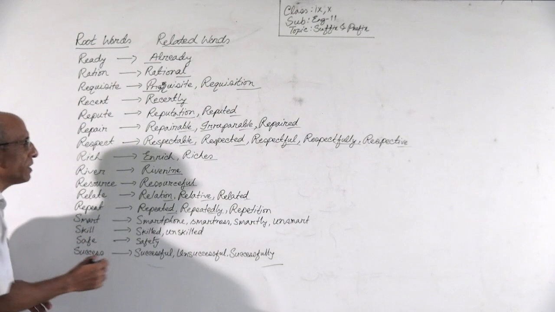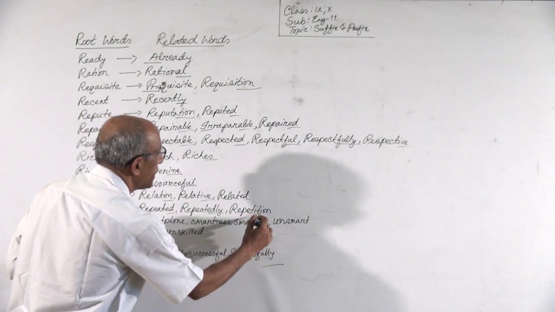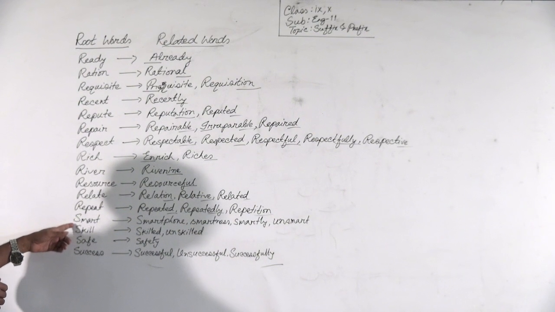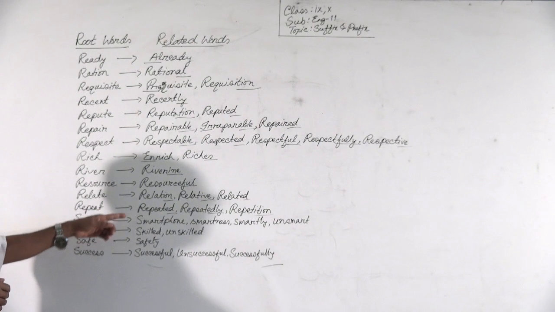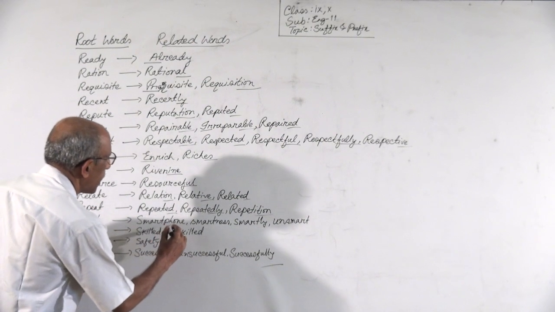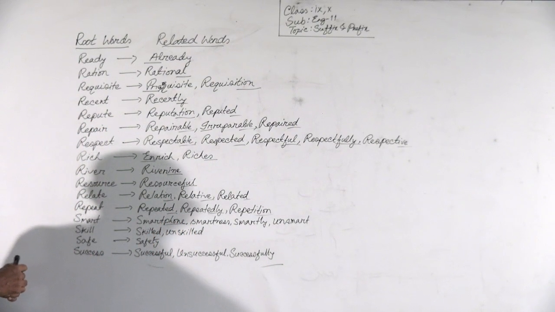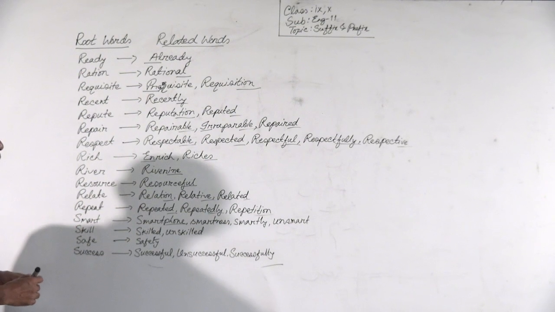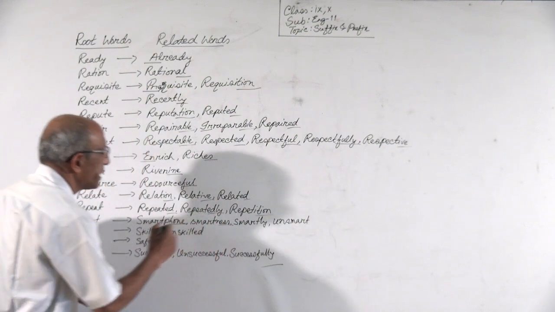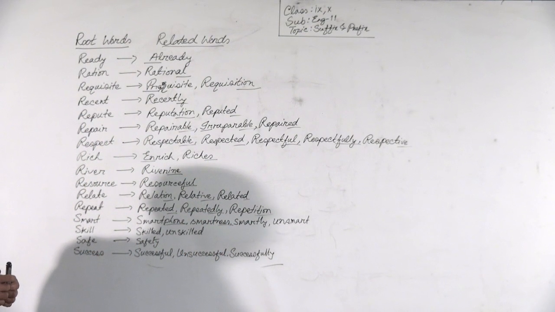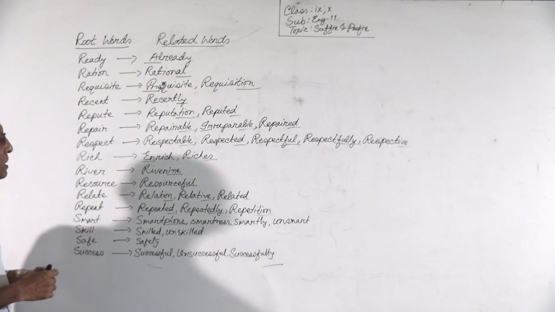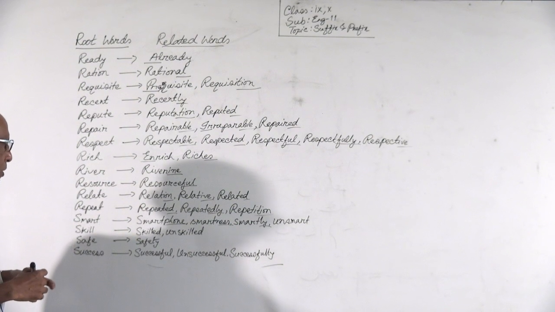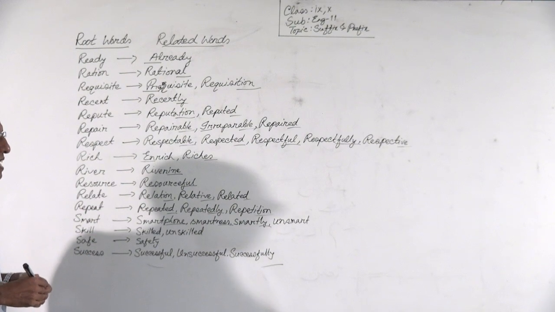Okay, if we add suffix ITION, then it will be repetition. Repetition is a noun. Okay, then smart. Smart is an adjective. If we add the suffix phone, then it will be smartphone. A smartphone is a noun. If we add suffix NESS, then it will be smartness. Smartness is a noun. If we add suffix ly, then it will be smartly. Smartly is an adverb, because smart is an adjective and smartly is an adverb.